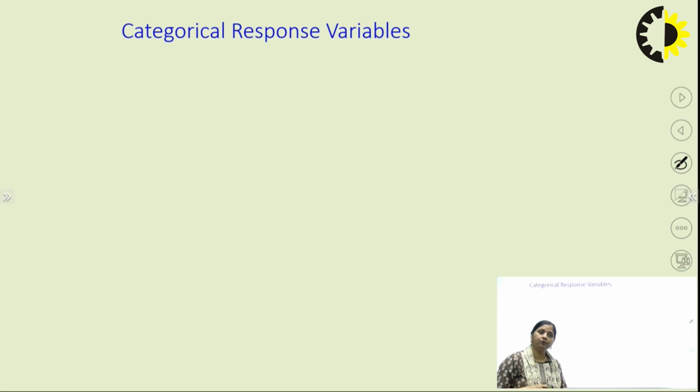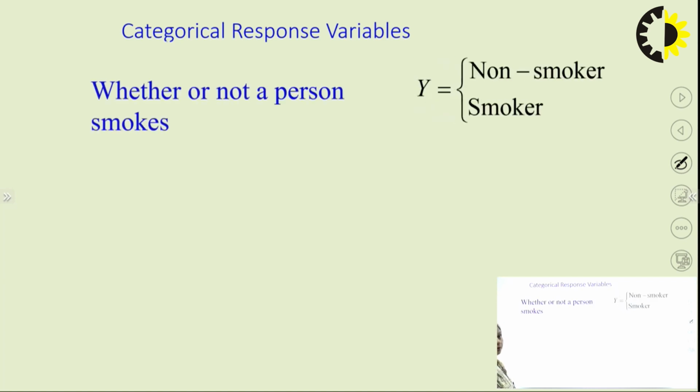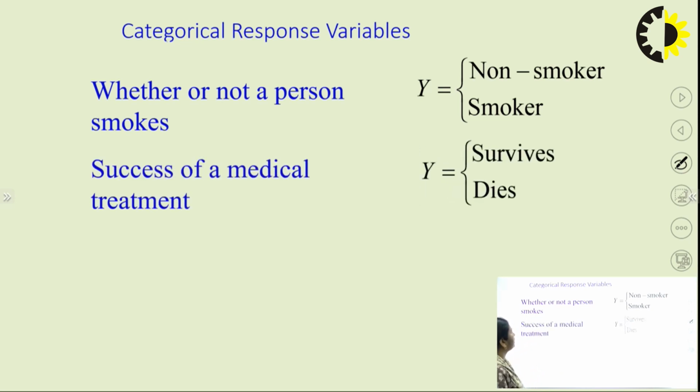Now, let us go through these types of response variables. See, a person smokes or not. When I talk about whether a person is a smoker or not, either the person is a non-smoker or the person is a smoker. It could not be 2.2, 2.5, 2.7, 3.5 or 4.8. So, it cannot be continuous. It will have only two options. Either smoker or non-smoker. So, we have a categorical response variable.